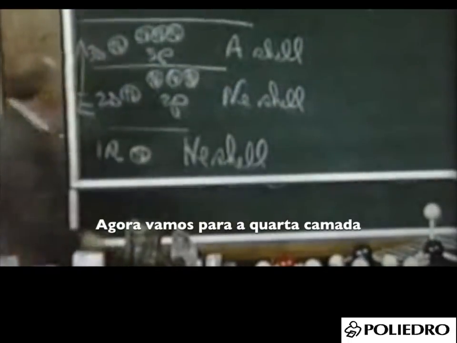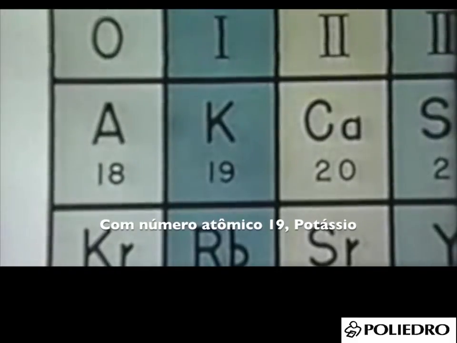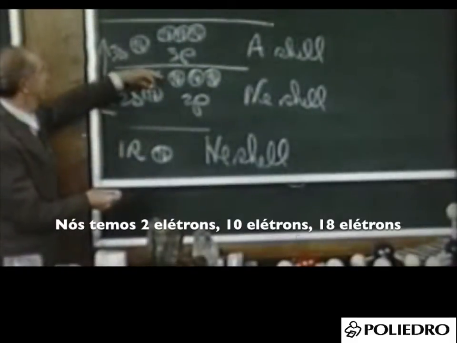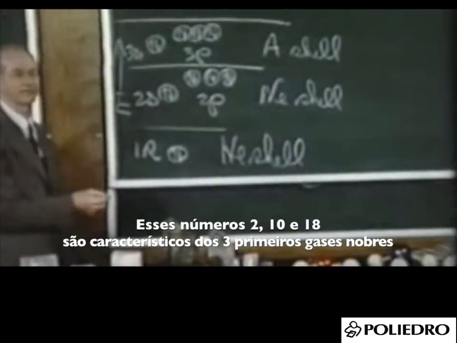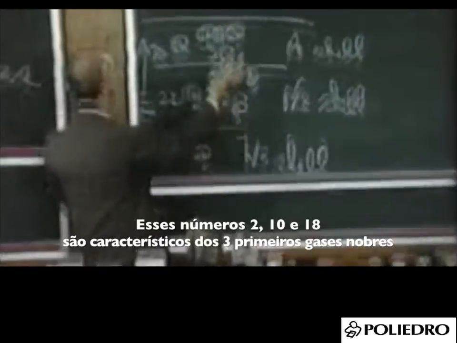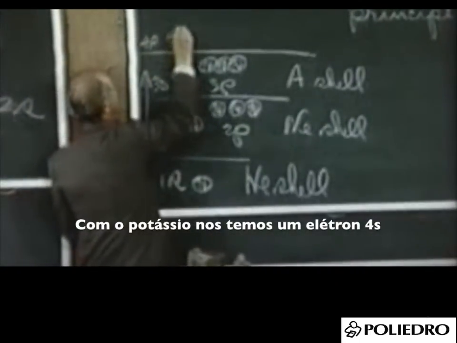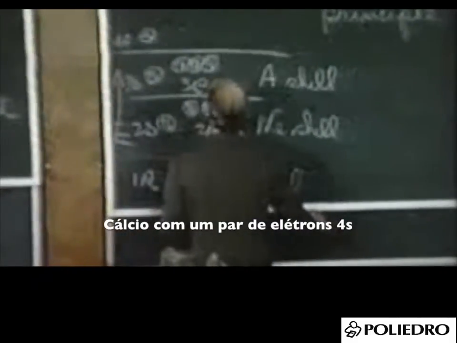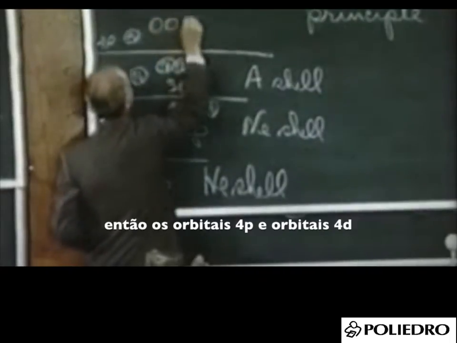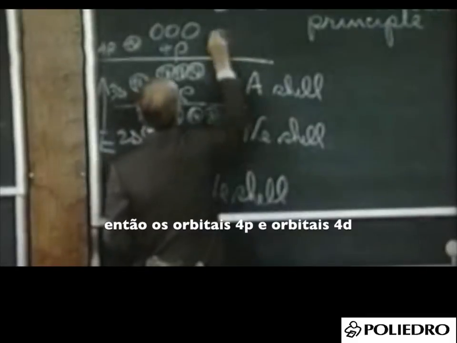Next we come to the fourth shell. With atomic number 19, potassium, here we have 2 electrons, 10 electrons, 18 electrons. These numbers 2, 10, and 18 are characteristic of the first 3 noble gases. With potassium, we have the 4s electron. With calcium, then, a pair of 4s electrons. Then the 4p orbitals.